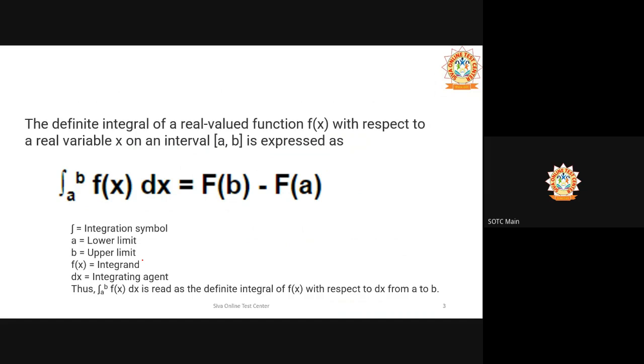Right? So you can see the definite integral of a real valued function f of x with respect to a variable x on the interval a, b is expressed as follows. I am assuming f of x is a function and the integral of this small f of x is equal to capital F of x. So integration of f of x dx is equal to capital F of x. Now I am applying two limits, a and b. Then it is defined by upper limit minus lower limit: F of b minus F of a.